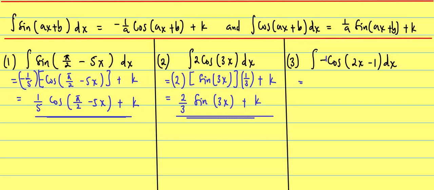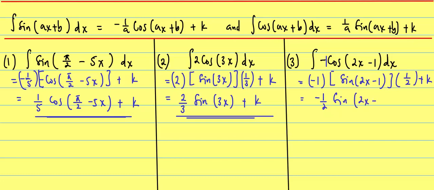There's a coefficient of negative 1 here, so we'll put minus 1. Find the integral of cosine, which is positive sine. The angle is maintained, it's 2x minus 1. And then we're going to divide by the derivative of that angle, which is 1 over 2, plus obviously the integral constant k. And that is going to be equal to minus 1 over 2 sine of 2x minus 1 plus the integral constant k.